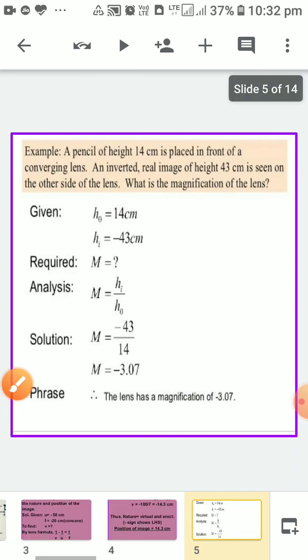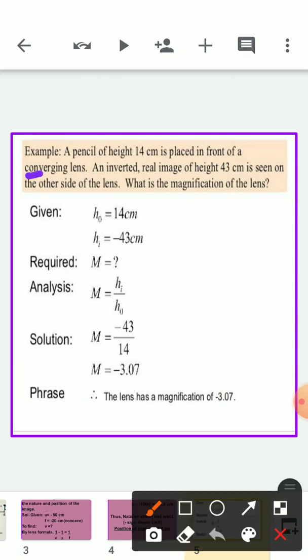Now one more numerical I am giving you. A pencil of height 14 centimeters is placed in front of a converging lens. An inverted real image of height 43 centimeters is seen on the other side of the lens. What is the magnification of the lens? Children, here a converging lens is given. So what will a converging lens be, concave or convex? It will be a convex lens.